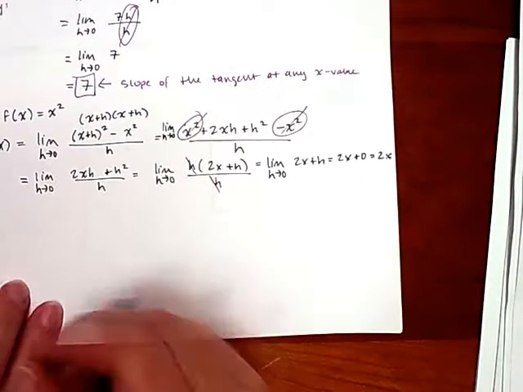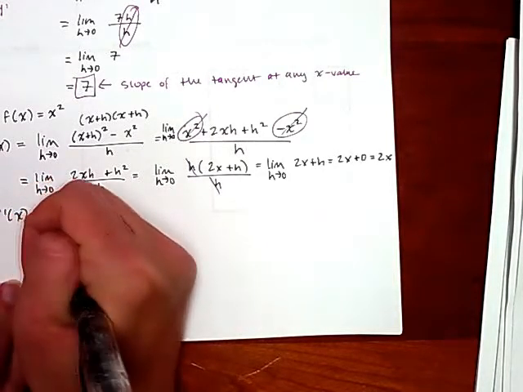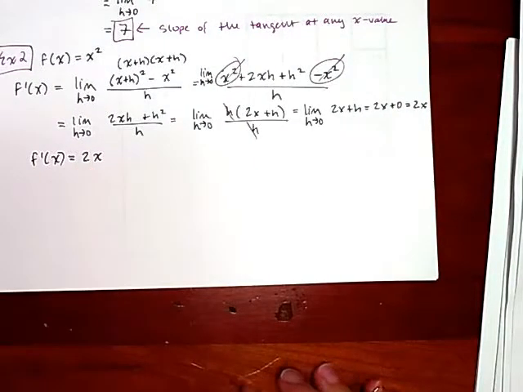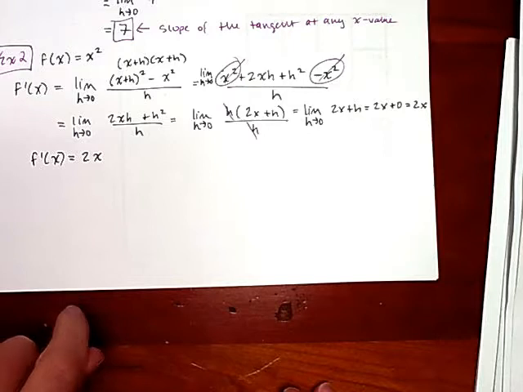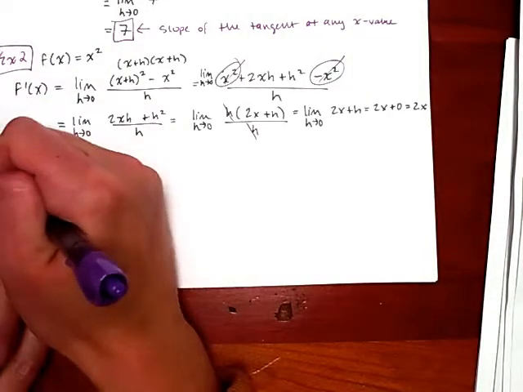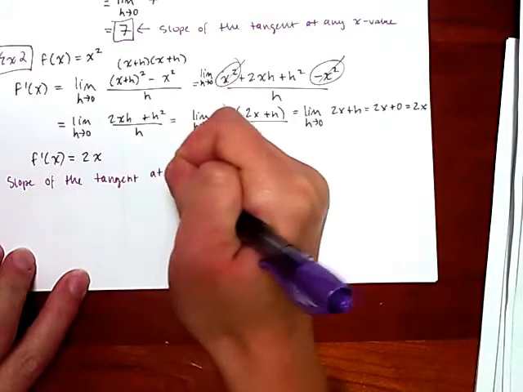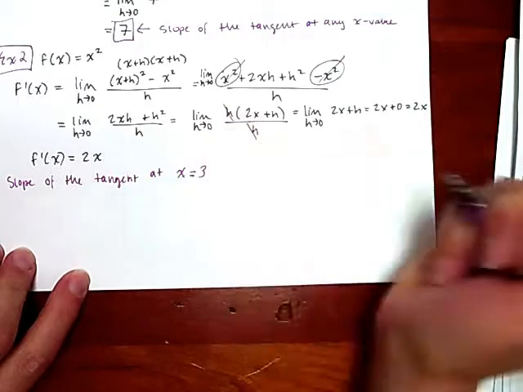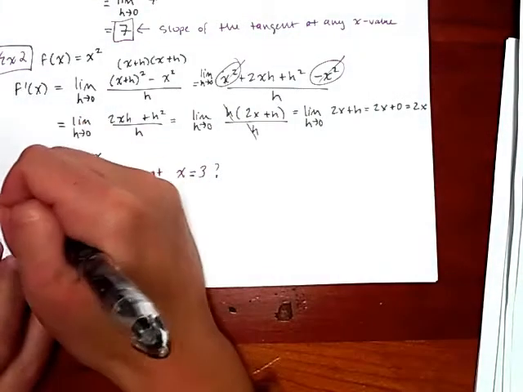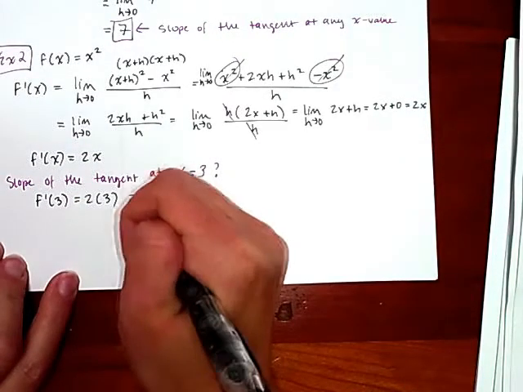Okay, so what is this telling me? This is telling me that f prime of x, or the derivative of f of x, is 2x. Okay, so this is essentially giving me a formula to know the slope of the tangent line at any point along the graph of x squared. Okay, so then I could ask, what's the slope of the tangent at, say, x equals 3? Well, I would just plug in 3 for x into my f prime, and I get f prime of 3 equals plugging in 3 for x, so 2 times 3, it equals 6.